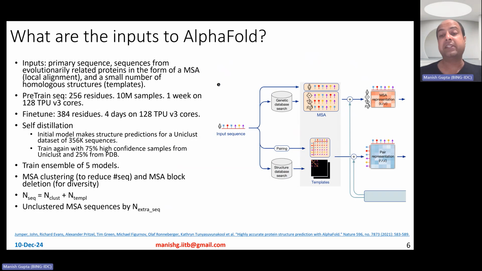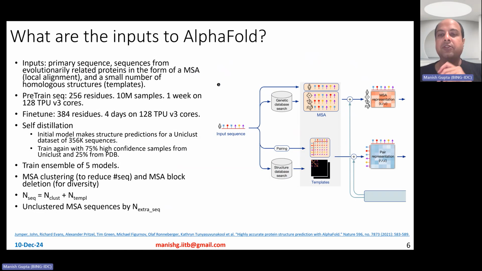Okay. And they pre-train with more than 10 million samples, because this data is available in plenty. Okay. They take about 1 week on 128 TPU V3 cores to pre-train this model. Fine-tuning is done with longer sequences of 384 residues, and they take 4 days on 128 TPU V3 cores to be able to fine-tune this. And we'll talk more in detail about each of those processes.